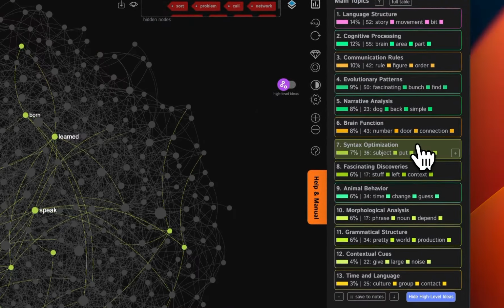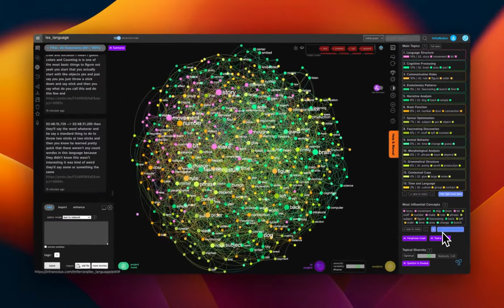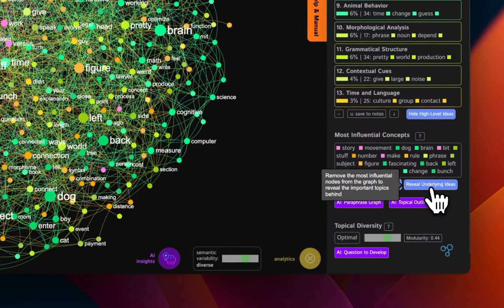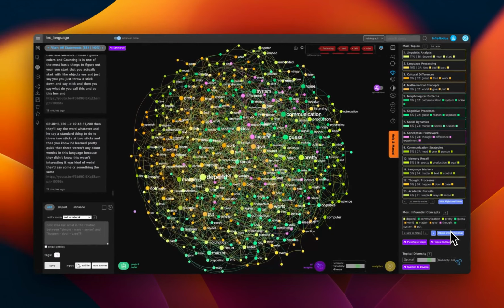Or syntax optimization. So we can see how revealing the underlying ideas gives you a kind of zooming in on some of the things that were under the big ideas. So you see, we lost the evolutionary patterns, but morphological patterns came in. Which is interesting to see both of them. At first it was evolutionary, but it's evolutionary of the morphological nature.